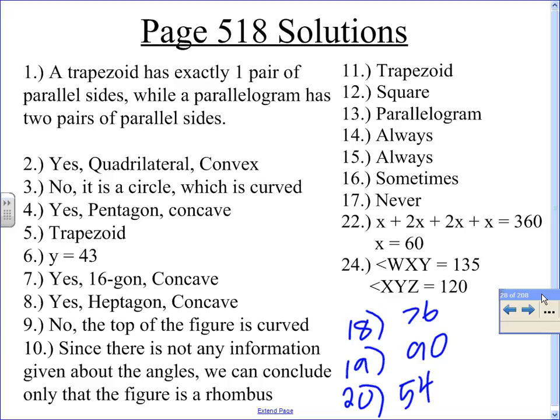Is there anything else besides 24? I'm going to do it, just not right this second. Annalise? Okay, 15 says a square is blank a rhombus. Okay, a square is always a rhombus because a rhombus has congruent sides. So just like a square is always a rectangle, a square is always a rhombus.